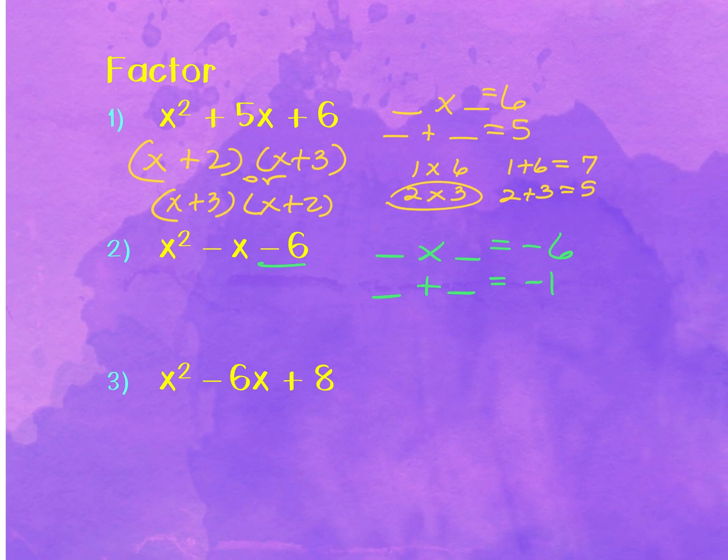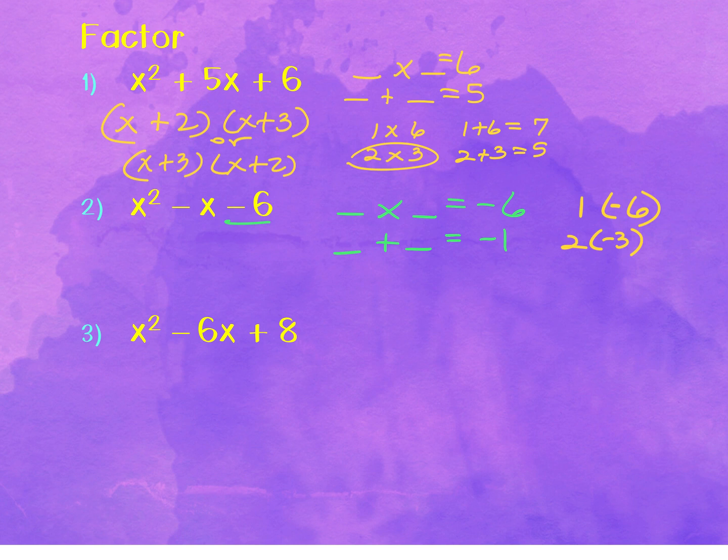And when I start listing my factors, the bigger number gets the sign of the middle. So factors of -6 are going to be 1 times -6, but my bigger factor gets the negative, and then 2 times -3. Those are my only factors that when I multiply them give me -6, but the one that works is going to be this one, because 2 plus -3 gives me -1. So my factors are going to be x plus 2 and x minus 3.